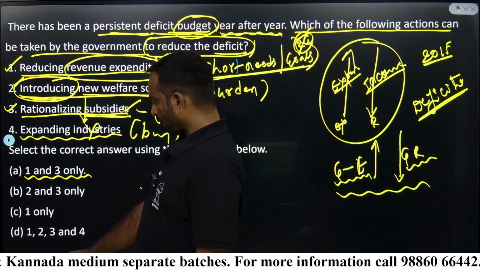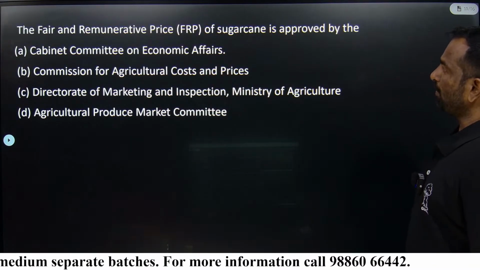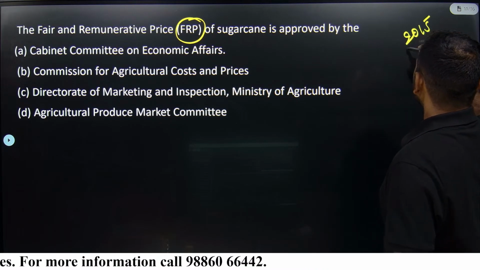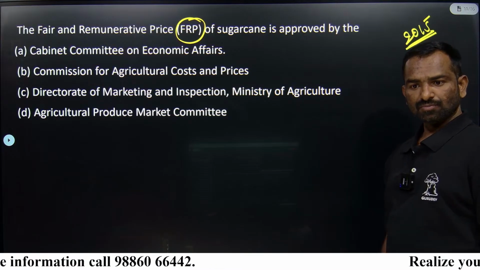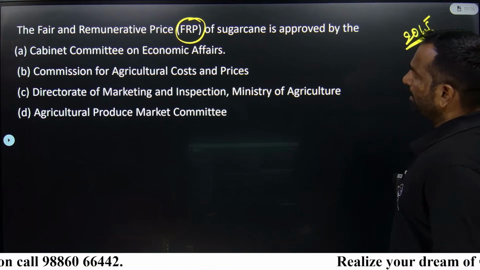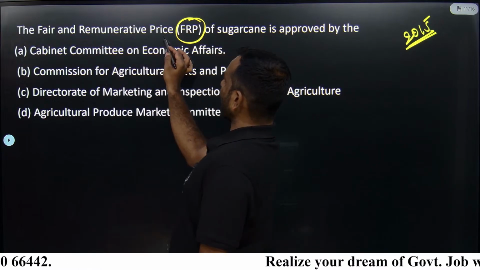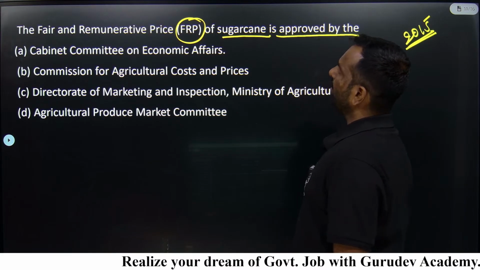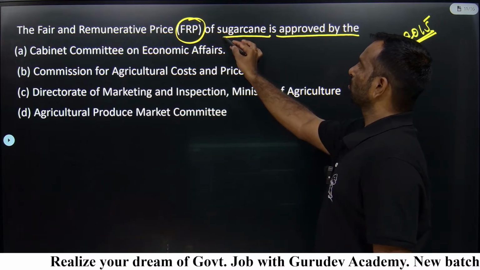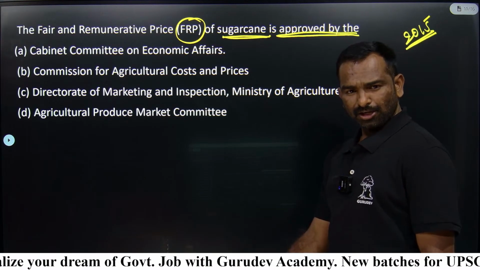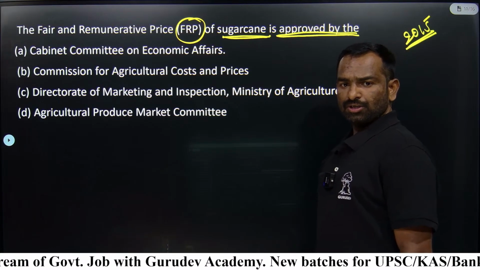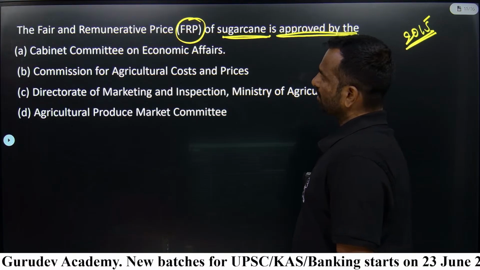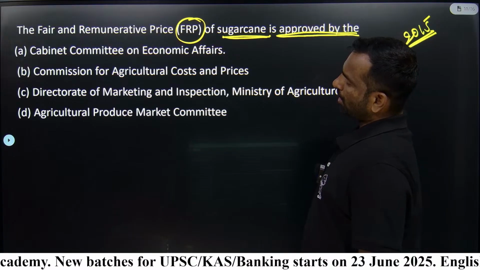Next question. Fair and remunerative price, that is FRP. Again a 2015 previous year question paper, the 2015 IAS question. The fair and remunerative price of the sugarcane is provided by. It's a direct question, asked in 2015 prelims, from the economy. Let's see what the answer is.